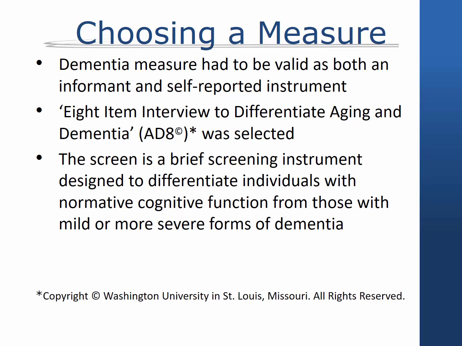Because of its brevity and strong predictive power in clinical samples, the 8-item interview to differentiate aging and dementia, or AD8, was selected for inclusion in the 2017 PSID survey instrument. The AD8 Dementia Screen is a brief screening instrument designed to differentiate individuals with normative cognitive function from those with mild or more severe forms of dementia.